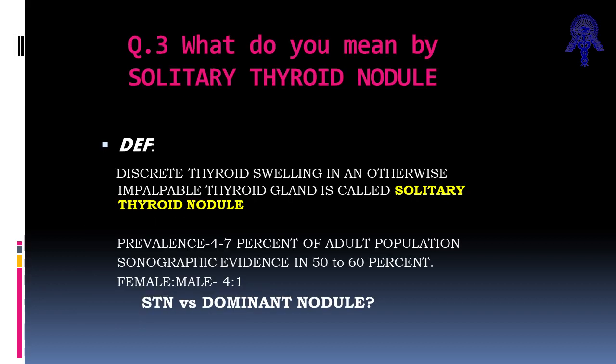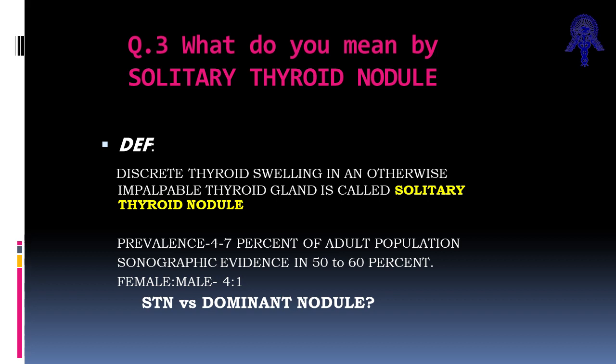So what do you mean by solitary thyroid nodule? By definition, it's a discrete thyroid swelling in an otherwise impalpable thyroid gland. What does that mean? When you ask the patient to deglutate, you can see a small swelling moving in the area where the thyroid gland is present, which implies that the rest of the thyroid gland is not clinically appreciable. You can inspect a single swelling, suppose in the upper pole of the thyroid gland, right?